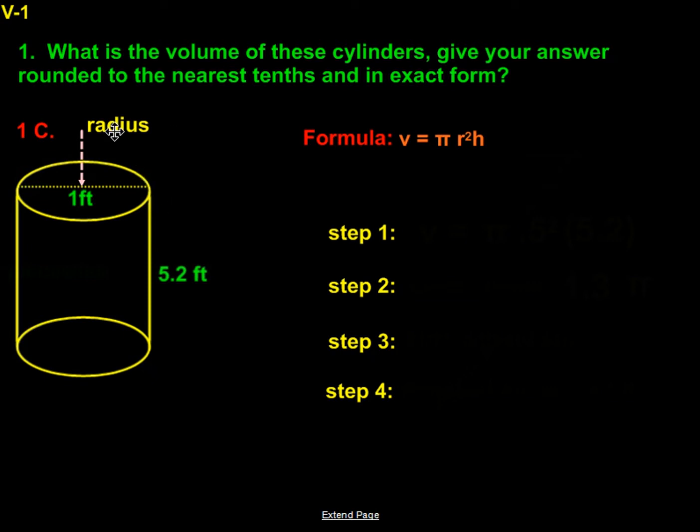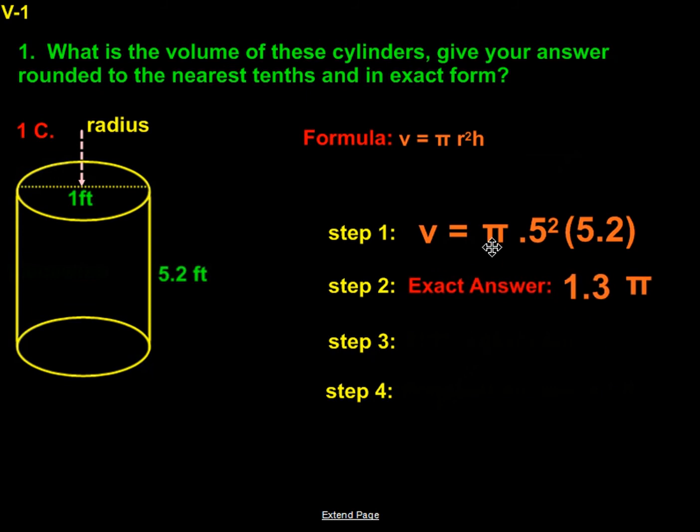So knowing that our radius is 0.5 and our height is 5.2, we can plug that information into this formula, and that's going to look like this. We have V equals pi times 0.5 squared times 5.2. Now, to get the exact answer, we ignore pi for a moment and simply multiply 0.5 to the second power times 5.2. That's going to get us 1.3, and then we can pull pi back in, and our answer would be 1.3 pi. The implication is that 1.3 is multiplied times the full value of pi, and that would be the answer.